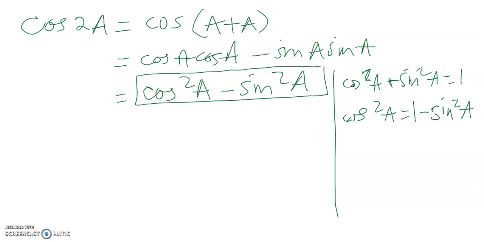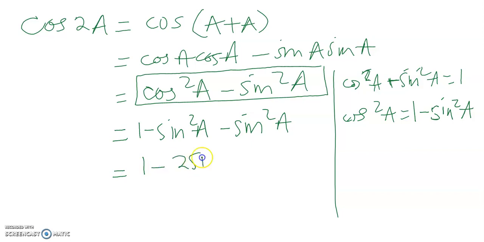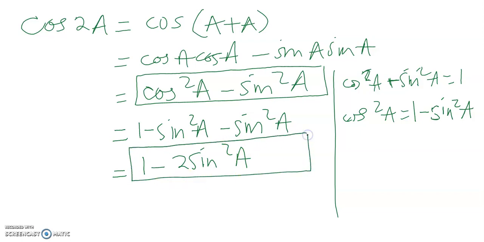So with this, we can make our substitution for cos squared a, which will then give us 1 minus sine squared a, then minus sine squared a, and that will yield 1 minus 2 sine squared a. And so this gives us yet another version of the double angle cosine.